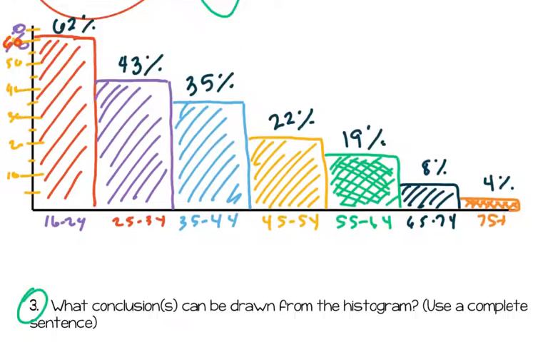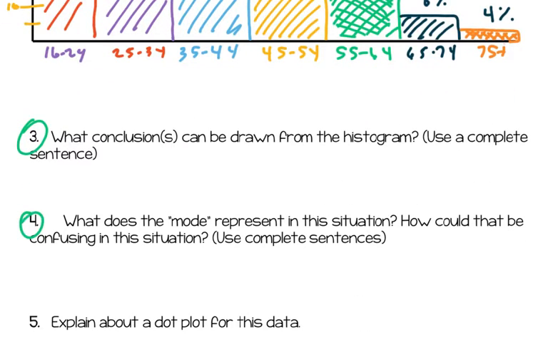So as far as the mode goes, you could say that it's young men, 16 to 24, but the way that it could be confused in this situation is because you're not really having an answer that's most often, because we're just saying, this many percent do this exercise.